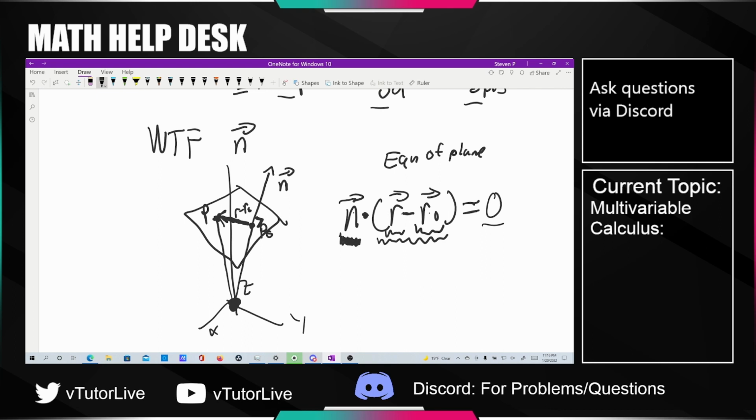Yeah, you find a vector on the plane, and then you find the normal vector, which is perpendicular to every vector on the plane. Not even by logic, just by definition. By definition, really, or construction.